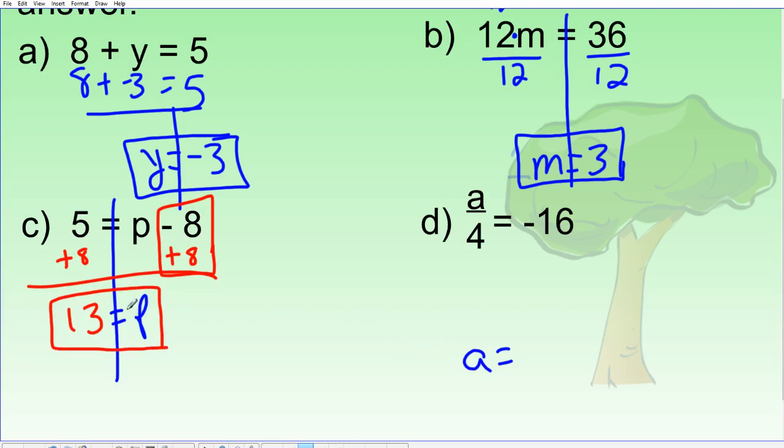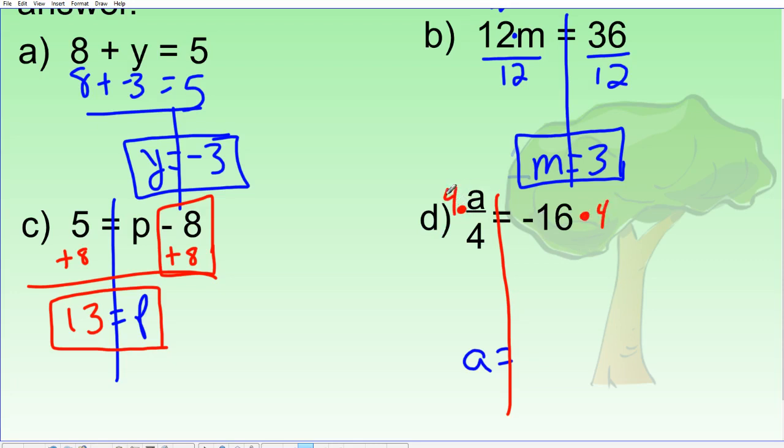Reminder, this is 1p equals 13. Letter D. So here, my variable is being divided by 4. What is the opposite of divide by 4? The opposite of divide is multiply. So we're going to multiply by 4 on both sides.